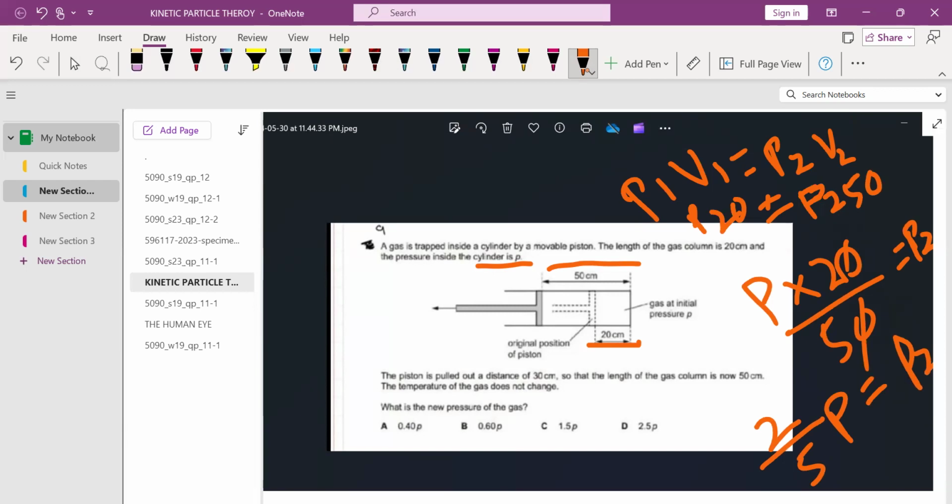So you can see the options are given in decimal. You have to divide this 2 divided by 5, which gives 0.4. So 0.4 P is the correct answer for question number, I think, 7. So option A is correct for question number 7.